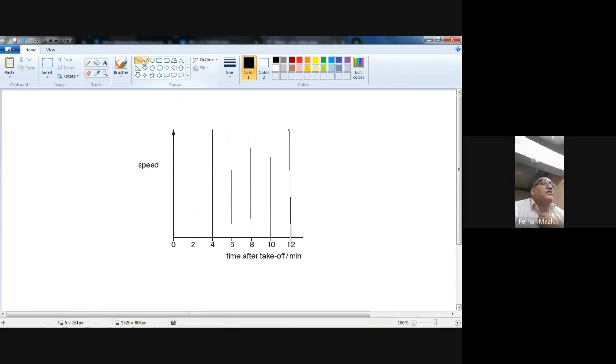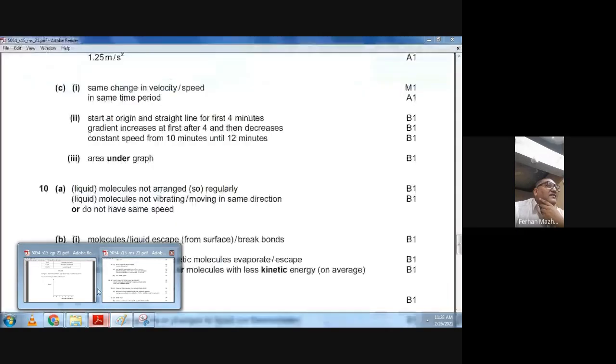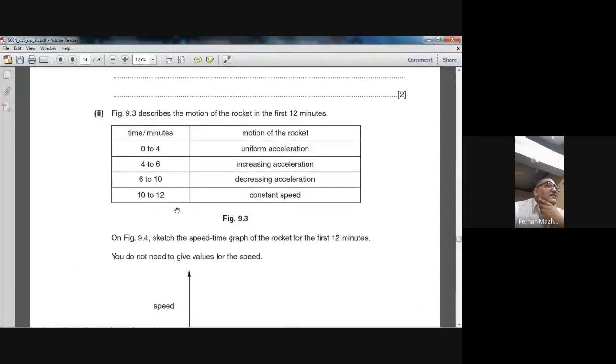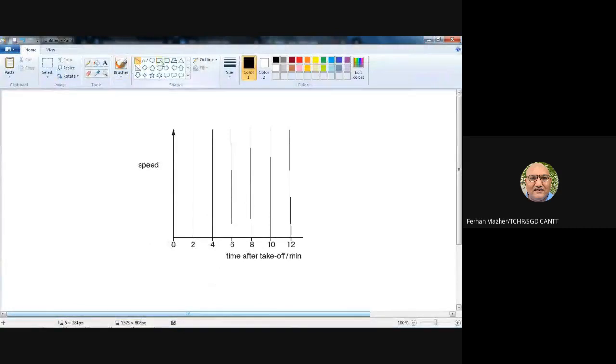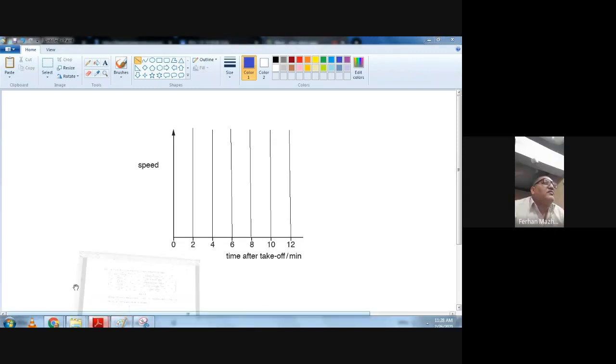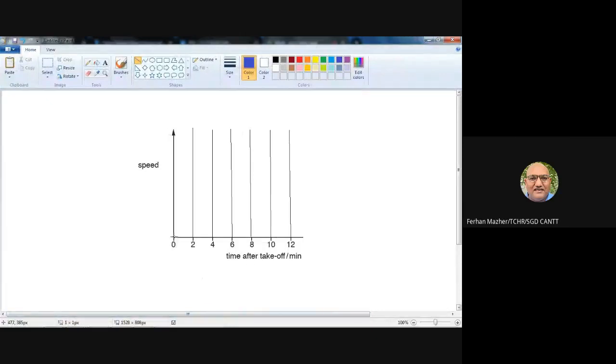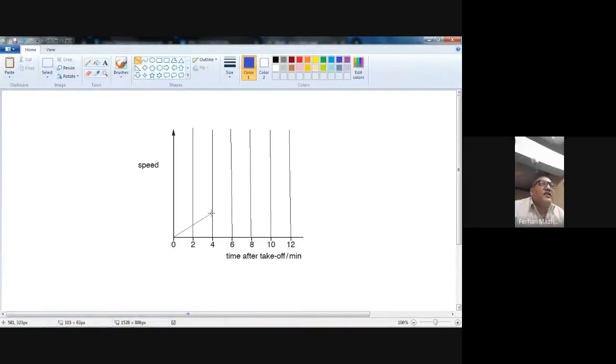Okay, now we will draw whatever he said. From 0 to 4 seconds, there was a uniform acceleration. Whenever there is a uniform acceleration, we represent it with a straight line. So that is represented from 0 to 4, uniform acceleration. Uniform acceleration is represented with a straight line. So let me show it with a straight line.